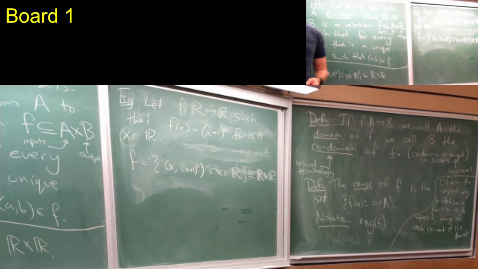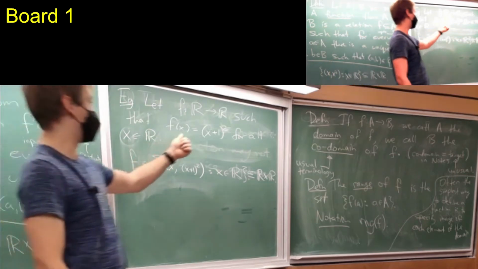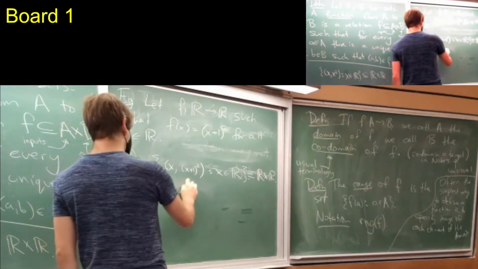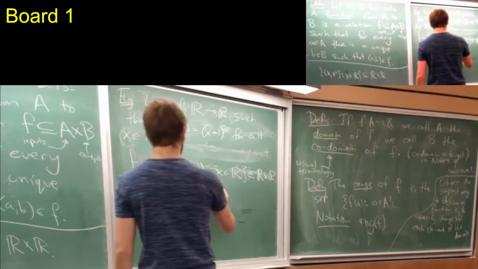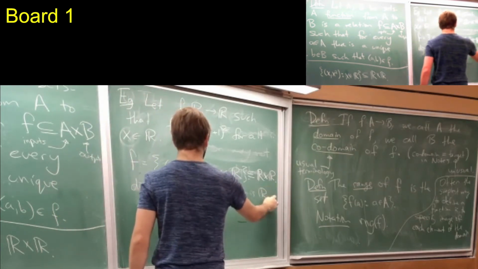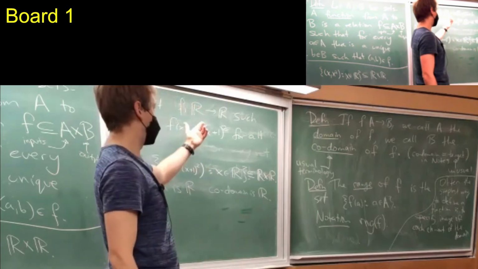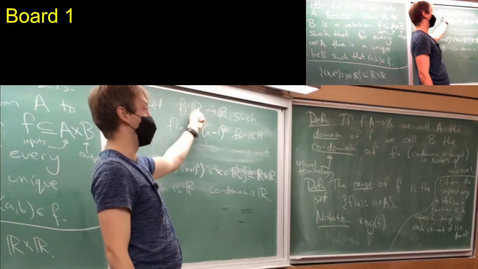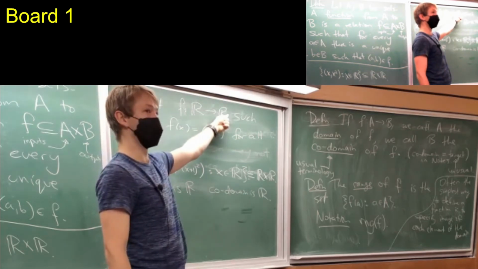Yeah. So here, I would say the domain is R, the reals. The codomain is also R, the reals, because to figure out what the domain and codomain are, just look at the function definition, right? The domain is the reals, the codomain is the reals. That's how it was defined.